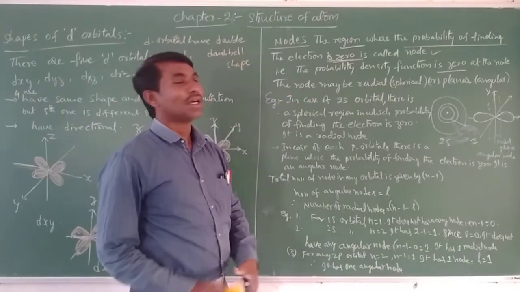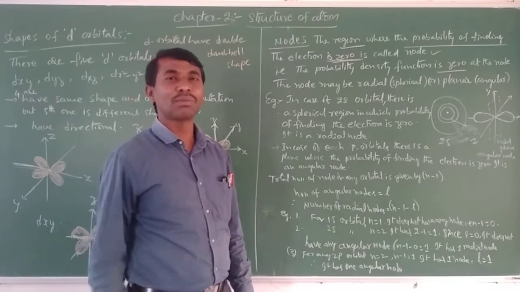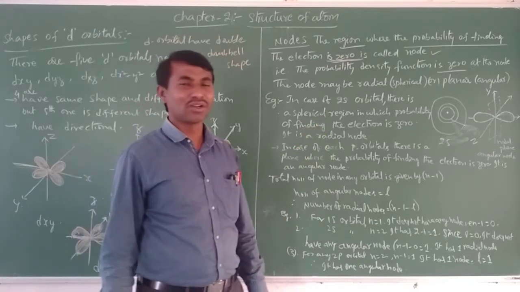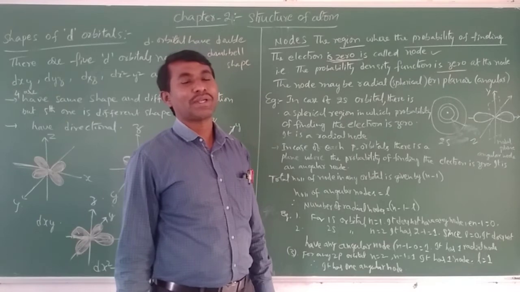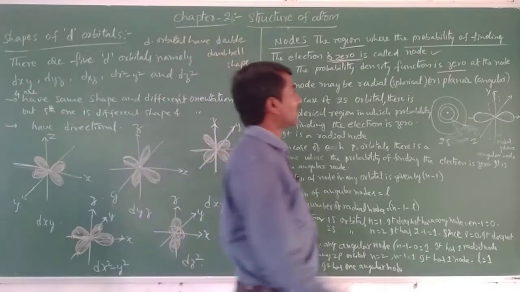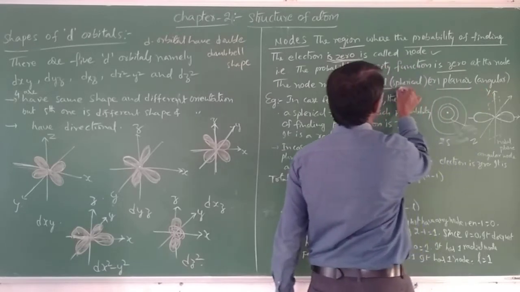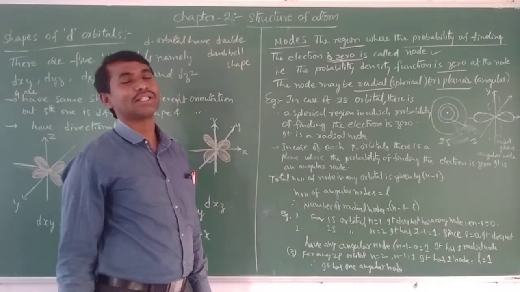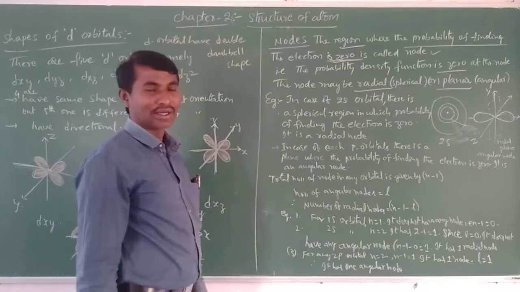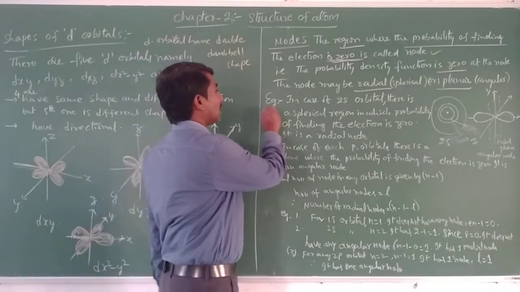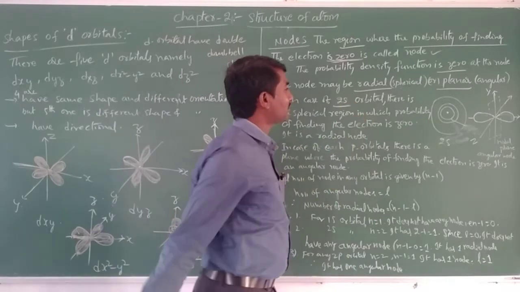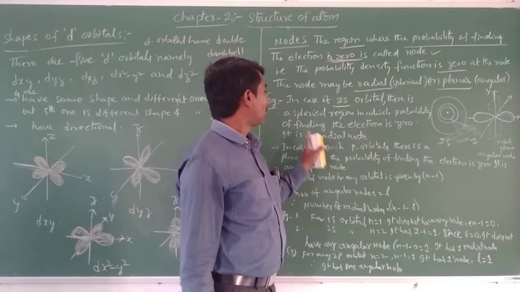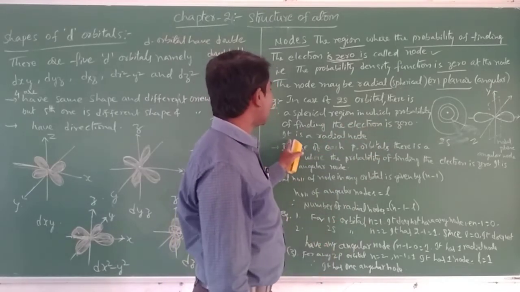The node may be radial or angular. Radial means spherical. Angular means planar. For example, in the case of the 2s orbital, there is a spherical region in which the probability of finding the electron is 0. It is a radial node.